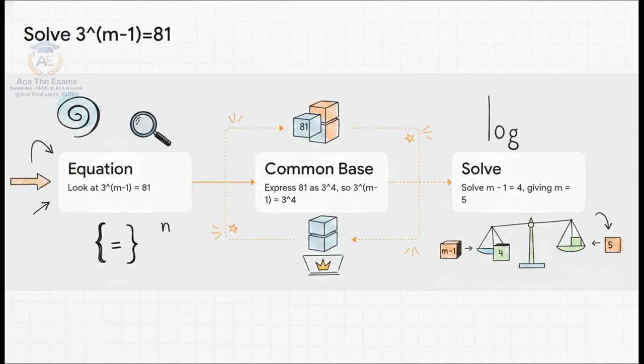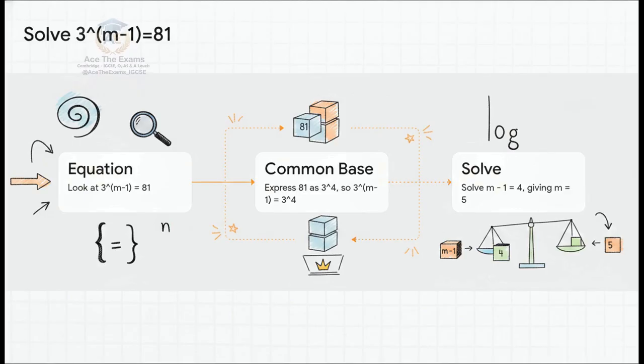And hey, even if the examiners try to escalate the difficulty by putting an algebraic expression like m-1 up in the power, applying our exact same strategy guarantees you the marks. Look at 3 to the power of m-1 equals 81. What's the goal? Find the common base. We know that 81 is 3 to the power of 4.